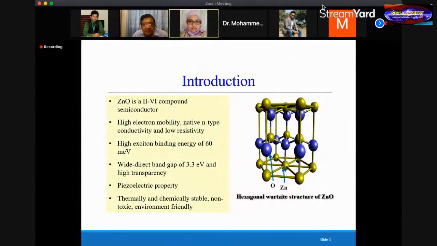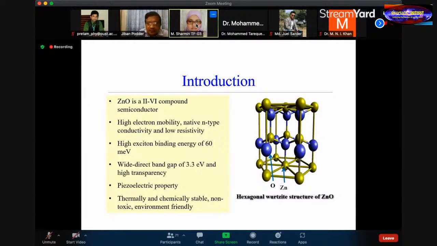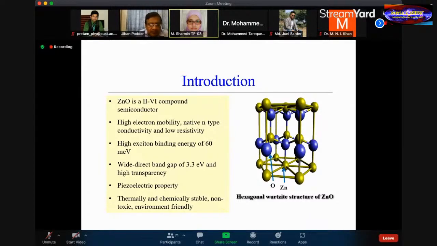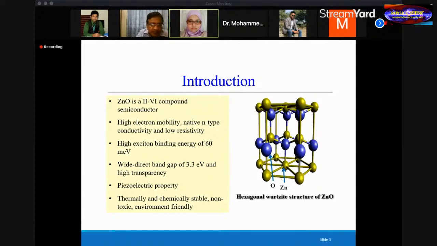Zinc oxide is a very well-known II-VI compound semiconductor with high electron mobility, native n-type conductivity, and low resistivity. It has a high exciton binding energy of 60 milli-electron-volt and a wide direct band gap of 3.3 electron-volt. It has high transparency and shows piezoelectric property. This material is extremely thermally and chemically stable, non-toxic, and environment-friendly in nature. And the structure of zinc oxide is the hexagonal wurtzite structure as shown in the model diagram.